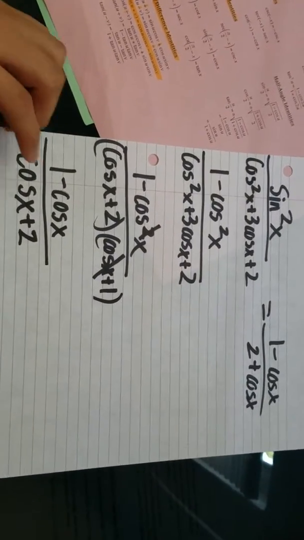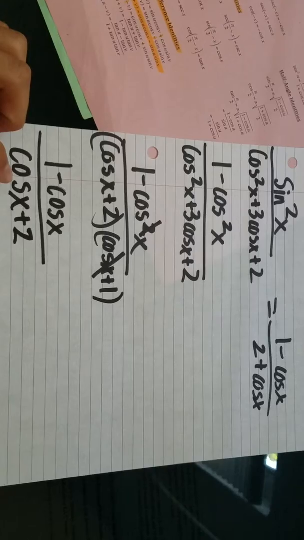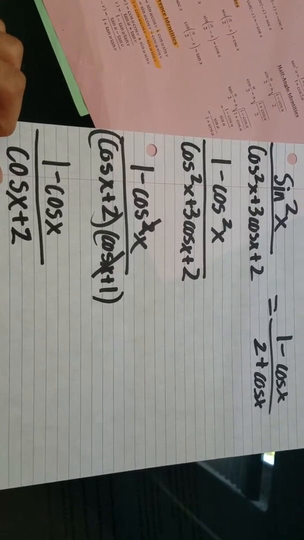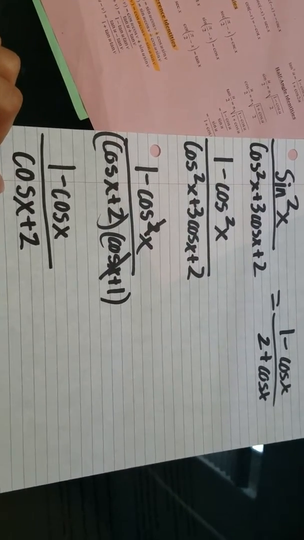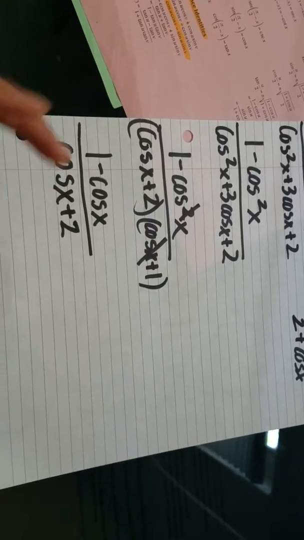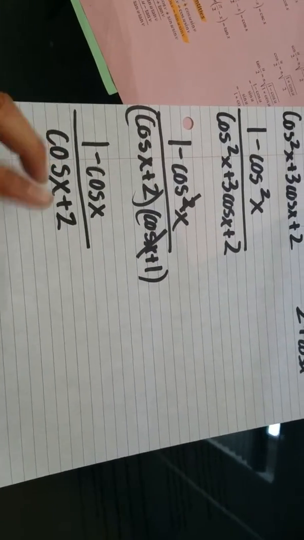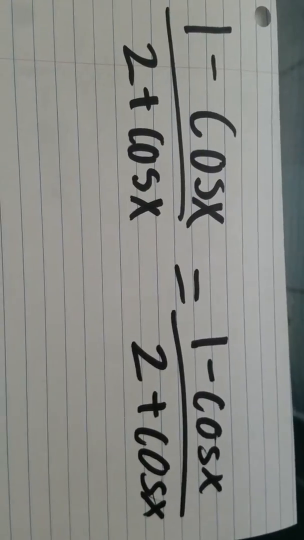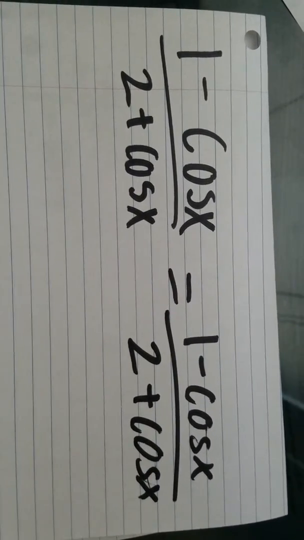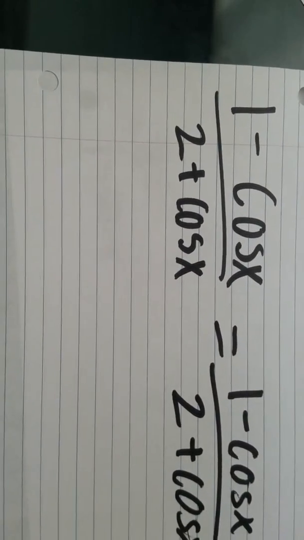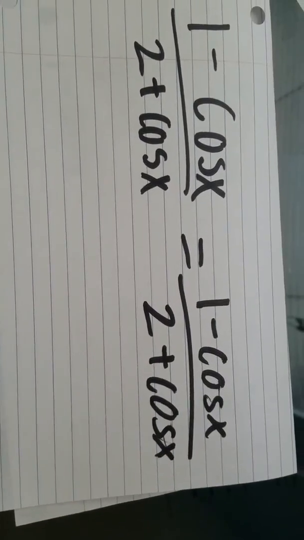Now, let's take a look at our end goal. Well, looking pretty similar, right? Except for the denominator. Oh, wait. Addition is commutative. And by that means that we can switch these or manipulate them, if you will, any way we want to. And by going off of that, we have now proven our trig identity: 1 minus cosine x all over 2 plus cosine x equals 1 minus cosine x all over 2 plus cosine x.